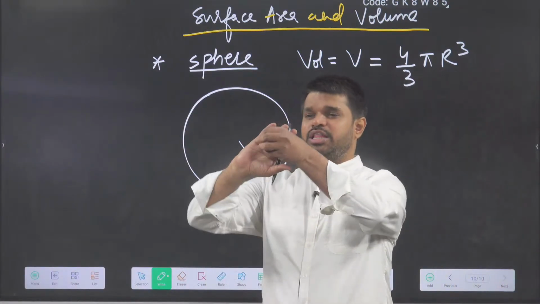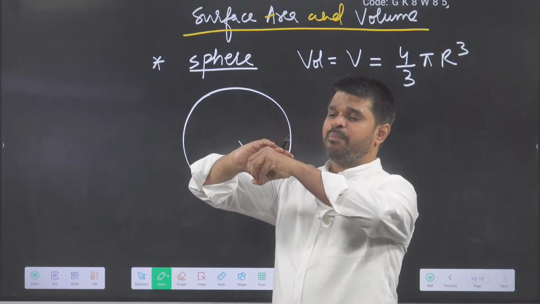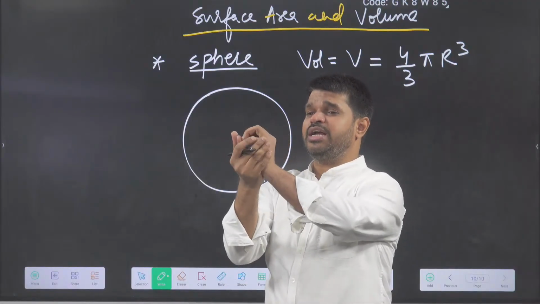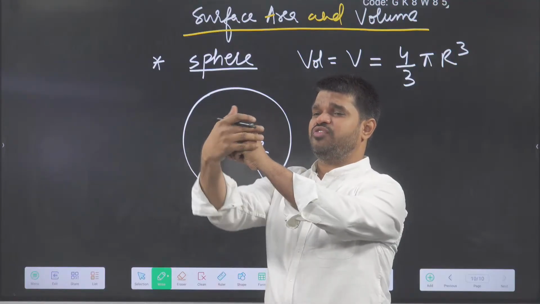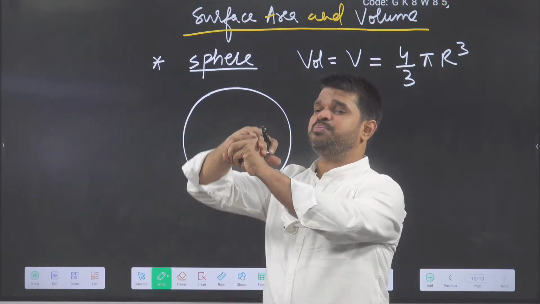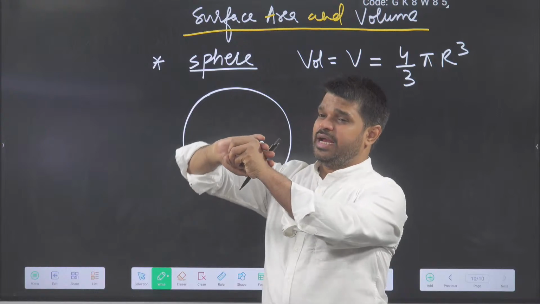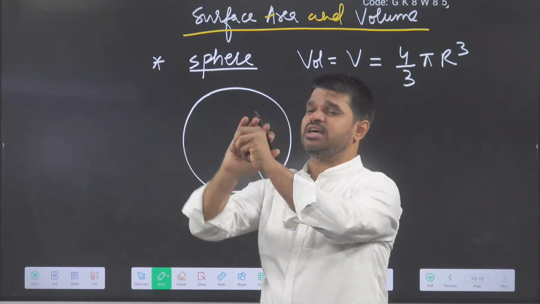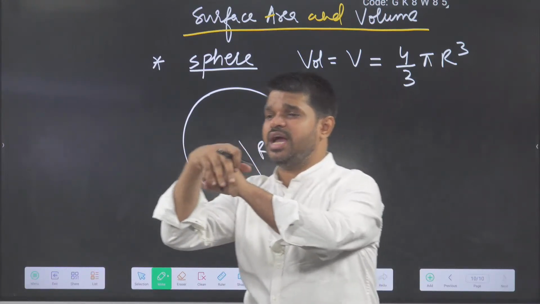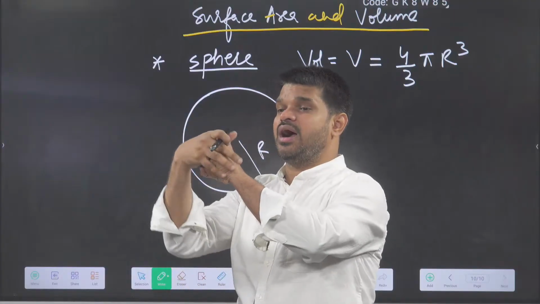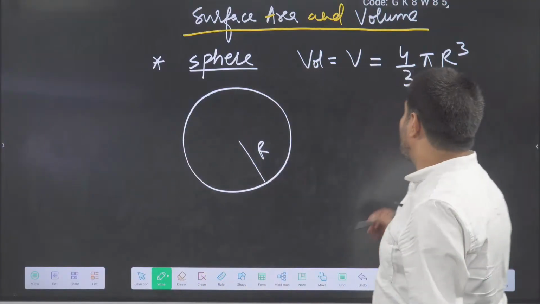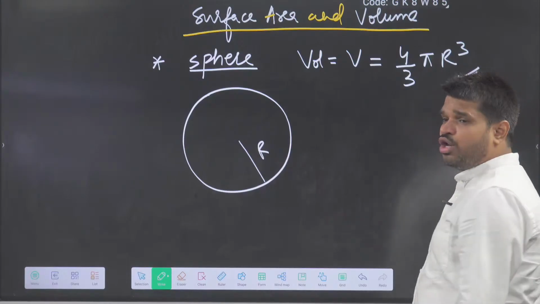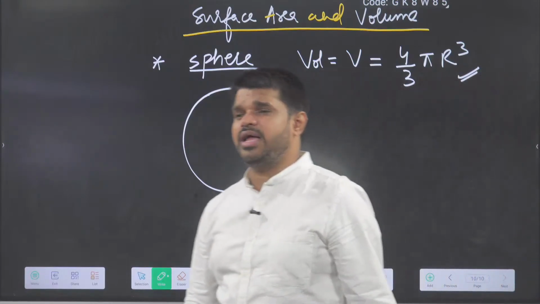Remember, there is a sphere. The part of the sphere that you can touch, suppose my fist is a sphere, the part that you touch is called the surface. Its total area is called the surface area. What is its area? Surface area. So let's find the surface area also. So what is the formula of volume? 4/3 pi r cubed.